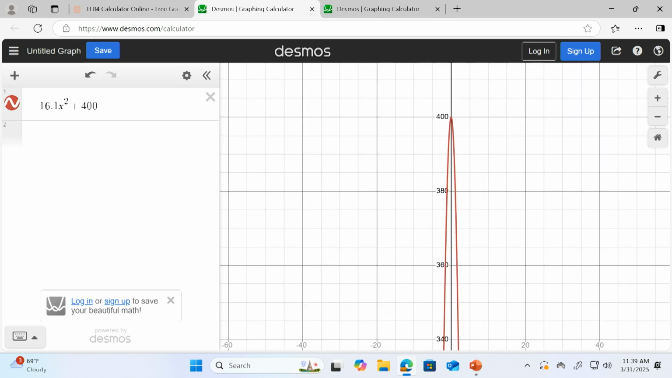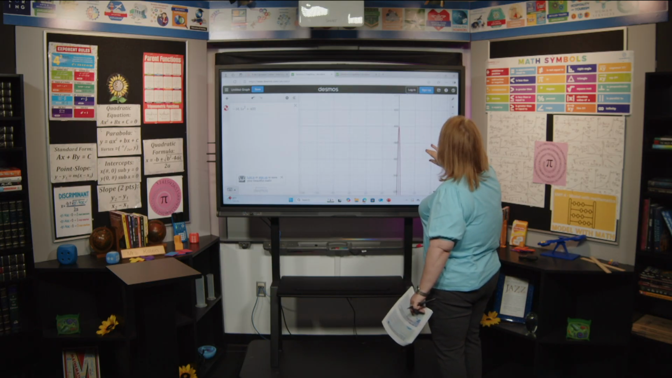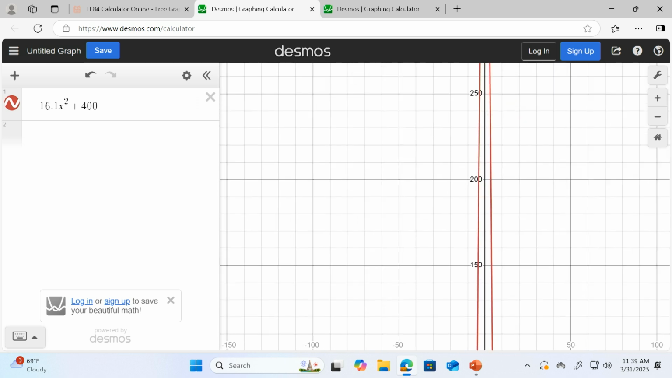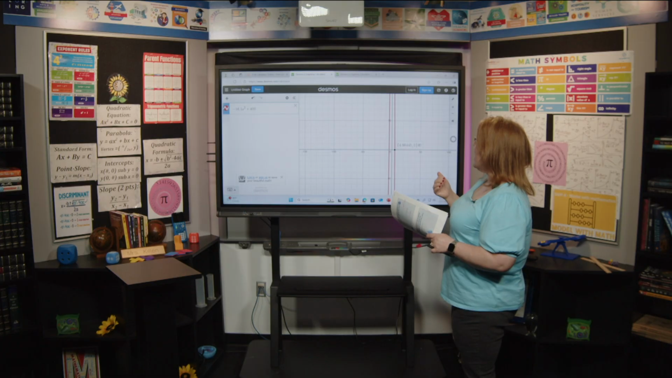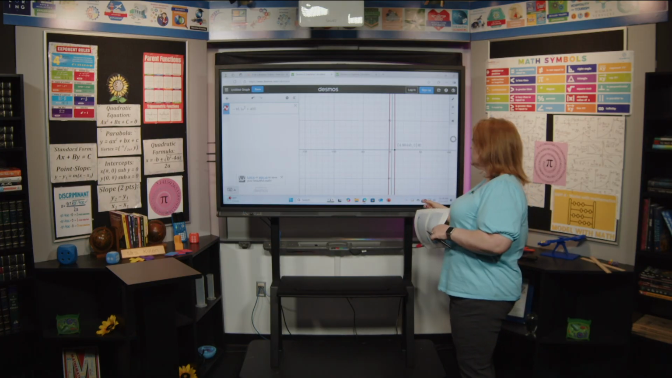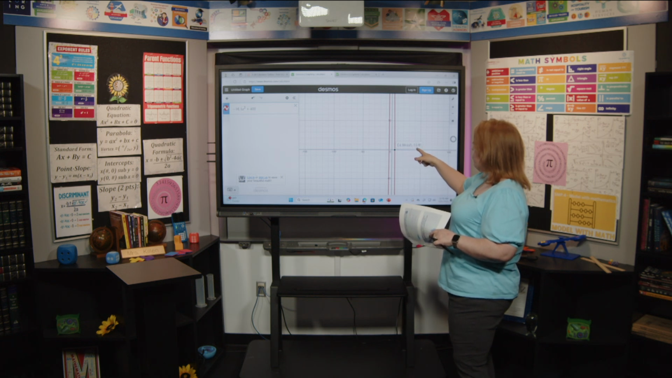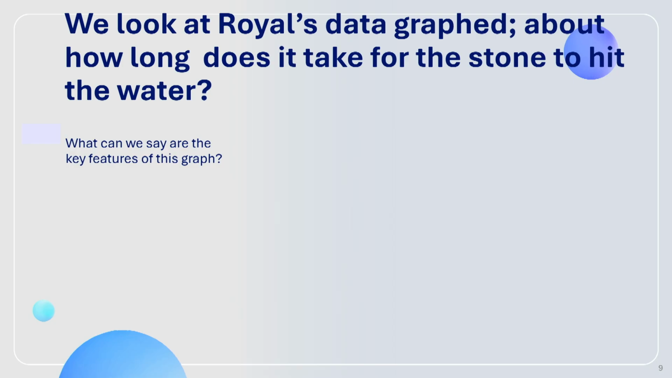So this is what my quadratic would look like if I graphed it. My y-intercept is 400, and then when I come back down here to my x, here would be my x-intercept. So I've taken negative 16.1x squared plus 400, and I've graphed it. I've gotten my y-intercept, which is 0, 400, and I've gotten my x-intercept, which is 4.98445, comma 0. So let's see what questions they're asking us about this specifically.